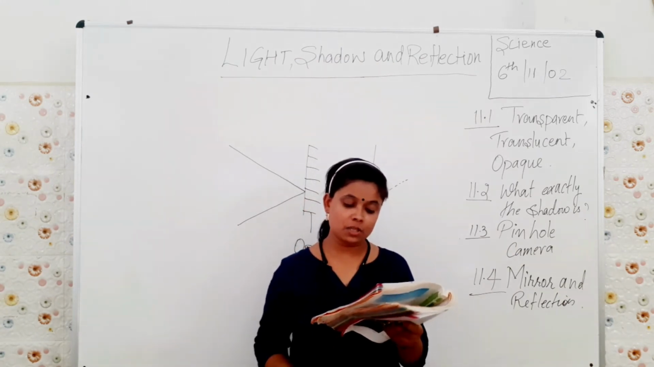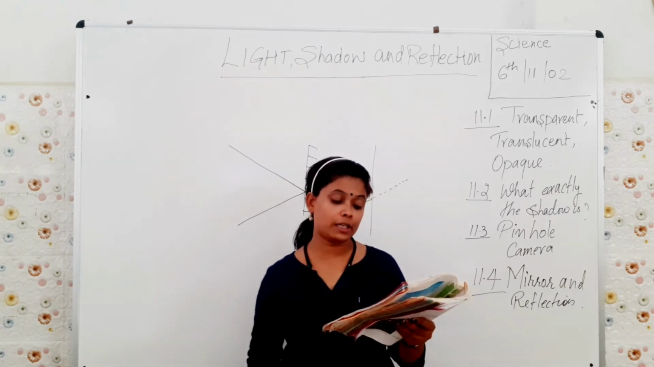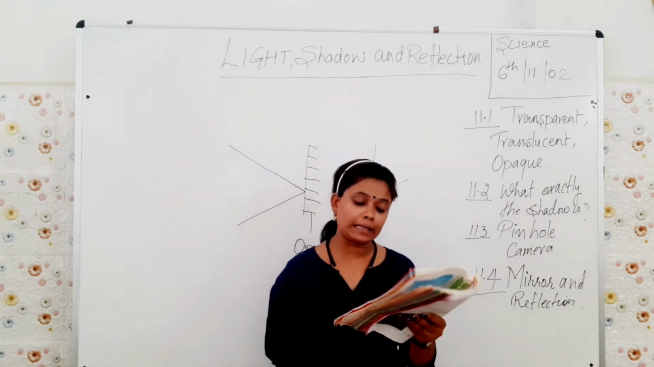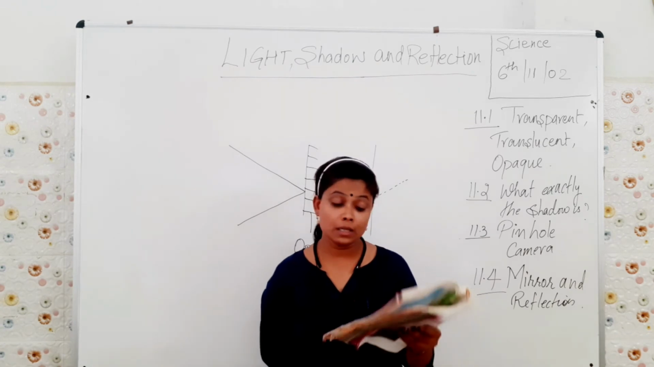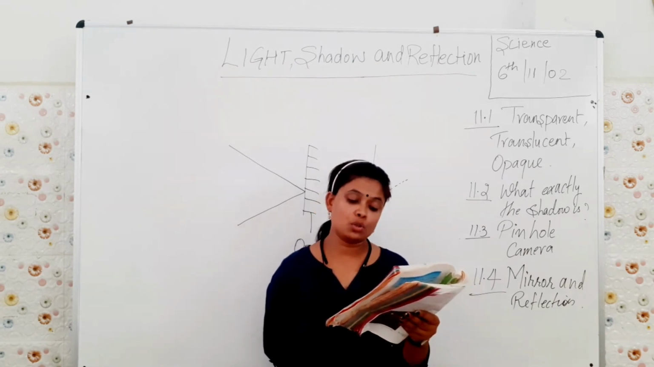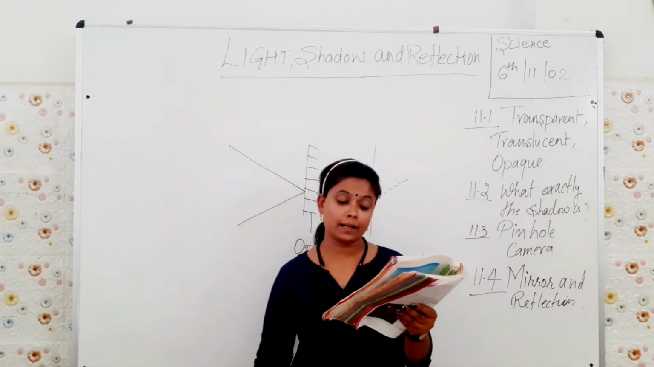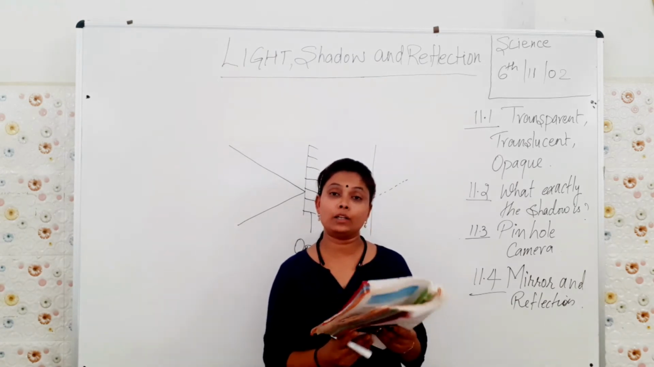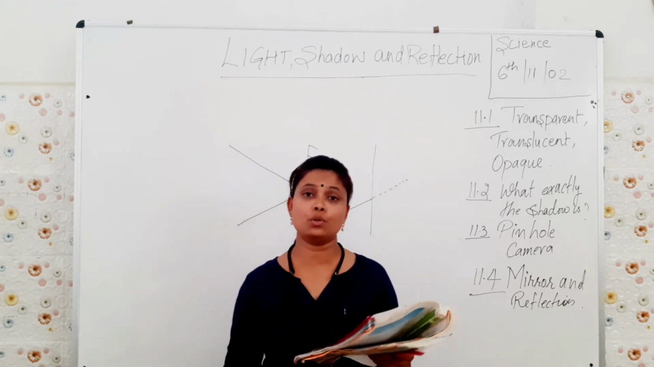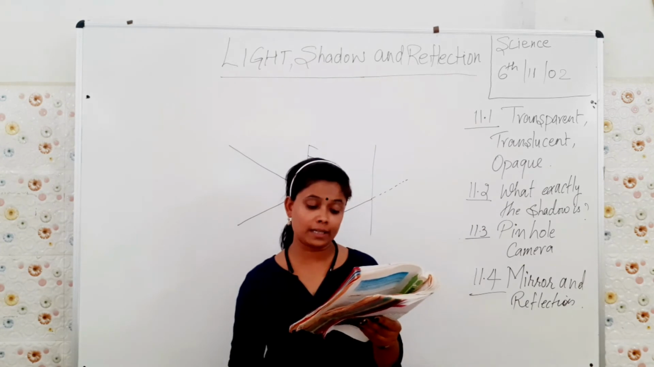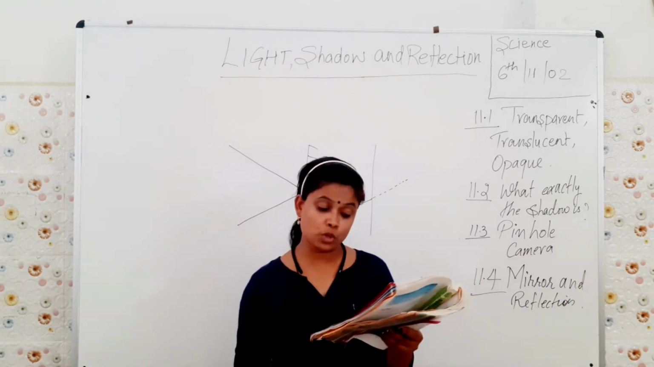Now next, the pinhole camera we have studied. A pinhole camera can be made with simple material and can be used to image the sun and brightly lit objects. They are used just to watch the sun and brightly lit objects.